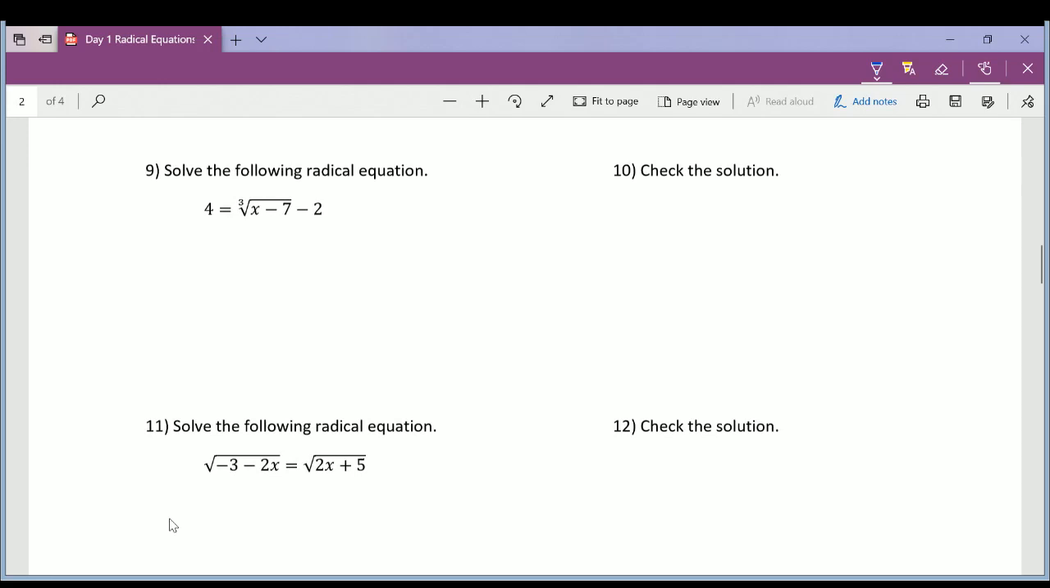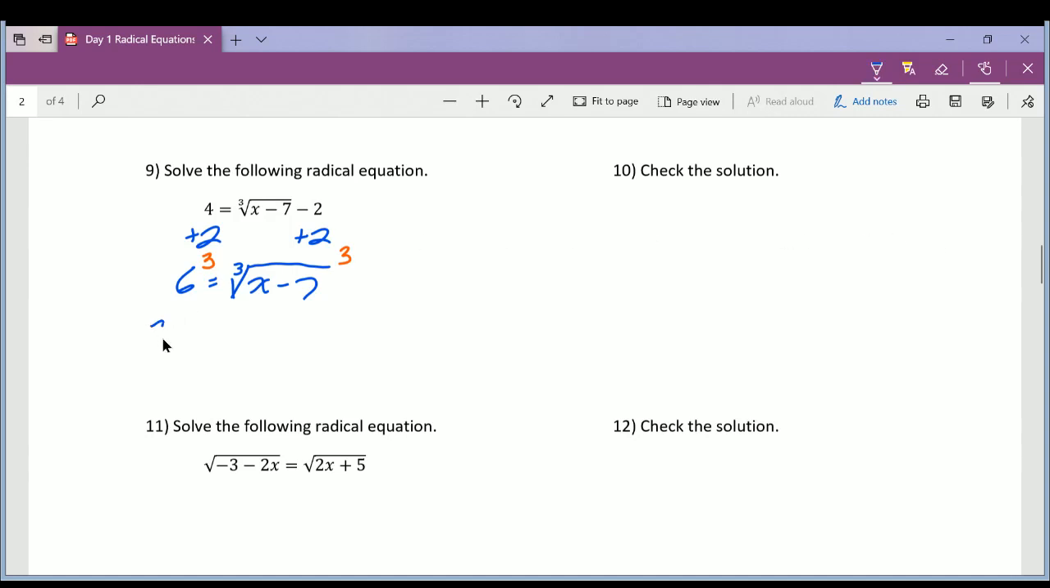Here we go. This one is not a square root, it's a cubed root. I only have this in here so you can see that the same method applies. You're not going to encounter hardly any like this, but we'll go ahead and add 2 to both sides, giving us 6 equals the cubed root of x minus 7. And this time, since it is a cubed root, we're not going to square both sides. We will cube both sides.